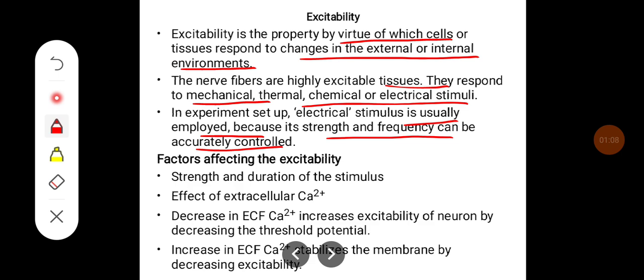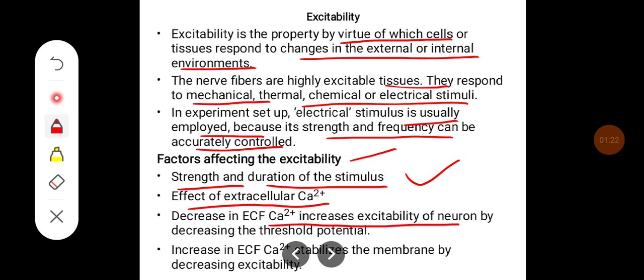The factors affecting excitability are strength and duration of the stimulus, that we have learned in the strength duration curve in the previous class. Then it also depends on the extracellular calcium. Decrease in the EC calcium increases the excitability of neuron by decreasing the threshold potential, and increase in the EC calcium stabilizes the membrane by decreasing excitability.